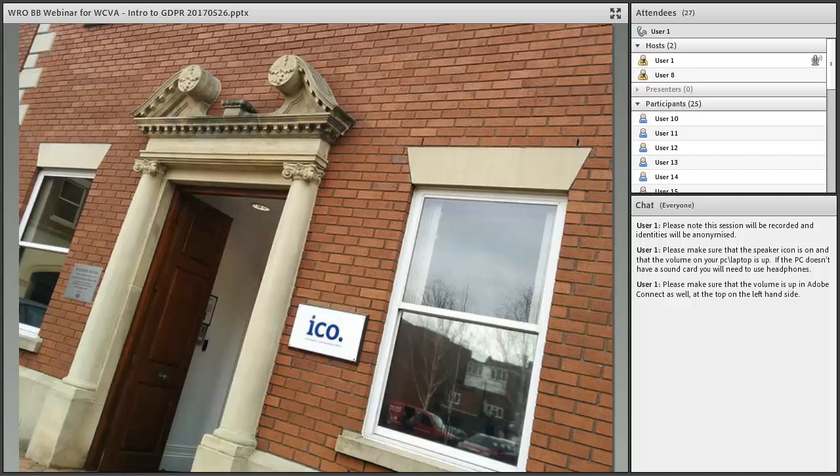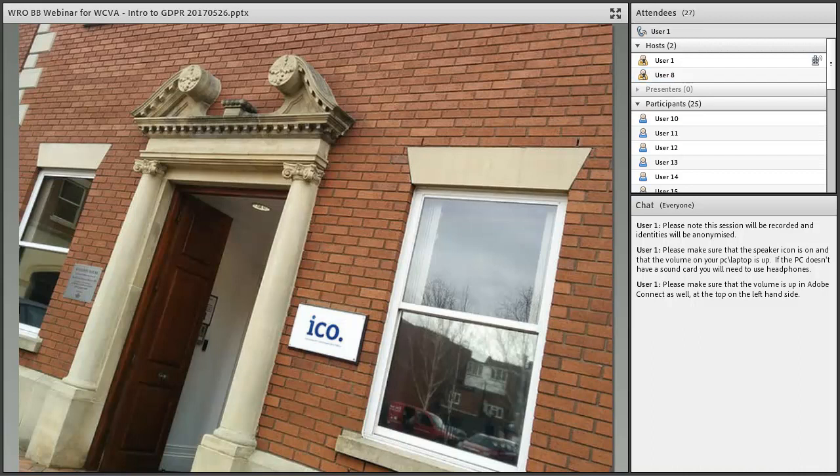So the ICO is the UK regulator for the Data Protection Act, the Freedom of Information Act, the Environmental Information Regulations, and the Privacy and Electronic Communication Regulations, so very longly worded pieces of legislation. We will be the UK regulator for the General Data Protection Regulation as of May 2018 as well. Elizabeth Denham is the current UK Information Commissioner, and she took up the role in July 2016.